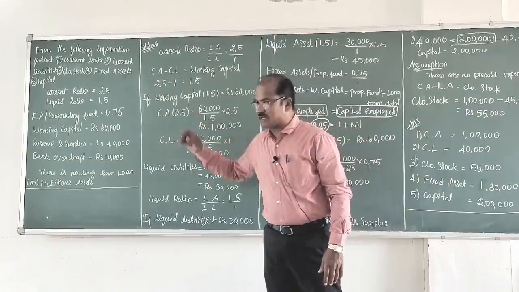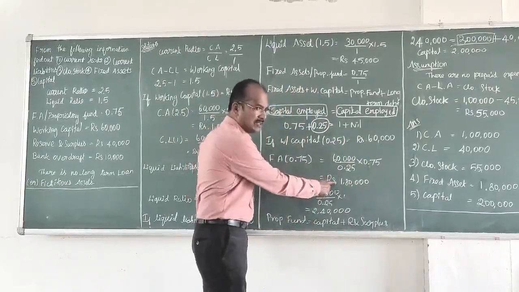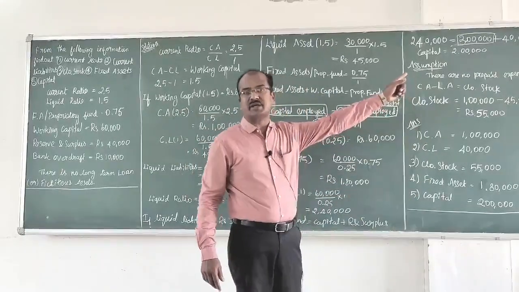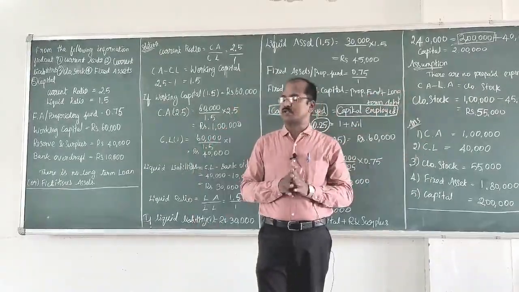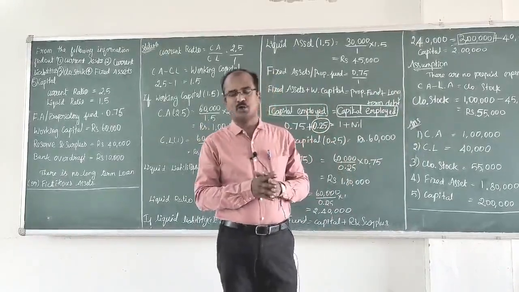The next one is about fixed assets. What is the value of fixed assets? See, 1,80,000 rupees calculated. Capital, we have found out the value of capital is 2 lakh rupees. I hope you have understood my explanation over this problem and its related solution.